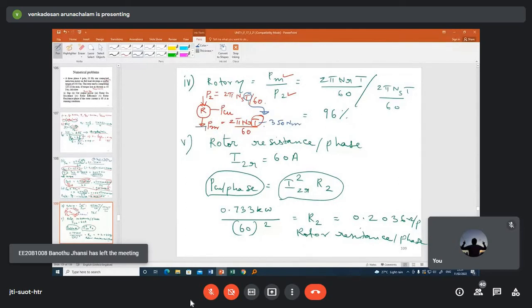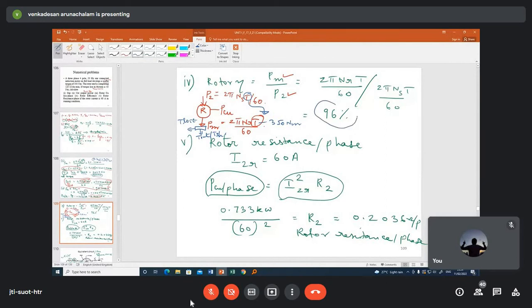After this point the torque is going as waste. This is T loss. Then only you are getting the final output torque or shaft torque. Some of the torque is going as waste. So if you divide these two, 2 pi N T by 60 divided by 2 pi Ns T by 60, this is the rotor efficiency, 96%.